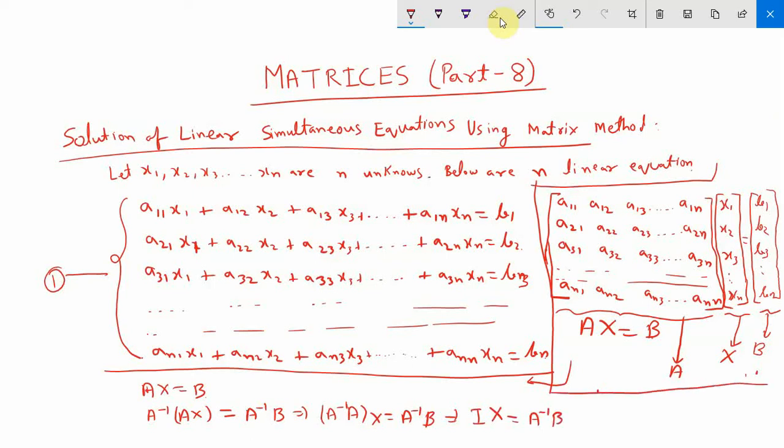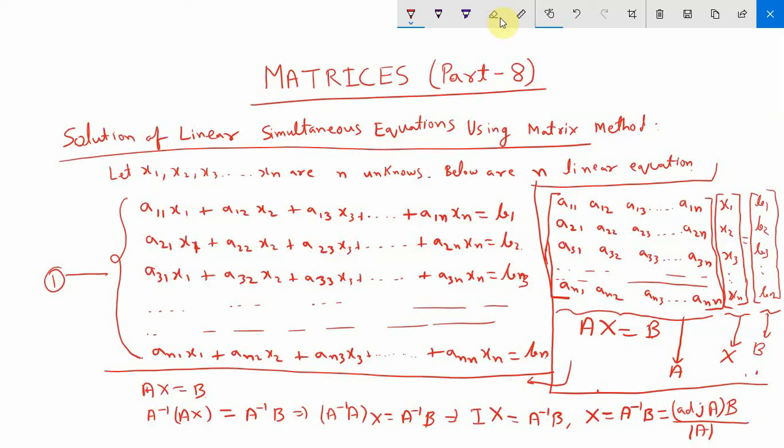Okay, so can we calculate X from here? Yes, we can calculate X from here, and it will be A inverse B, and A inverse we know will be adjoint of A divided by determinant of A. So adjoint of A divided by determinant of A is your A inverse, and B we will multiply to get X.